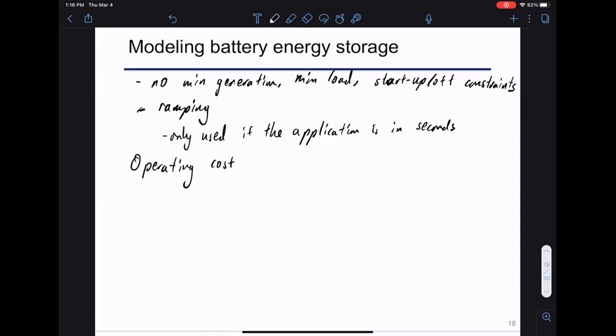So what kind of operating cost do you think we have in managing a battery? Right, so let's say I buy a battery. The operating cost means the day-to-day cost of running the battery. What kind of day-to-day cost do I have?